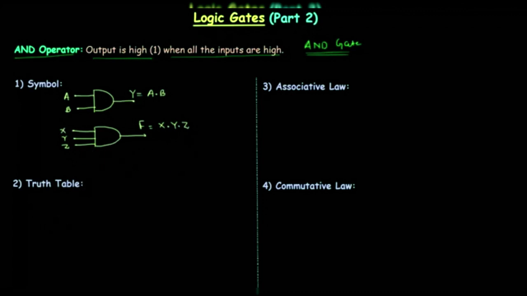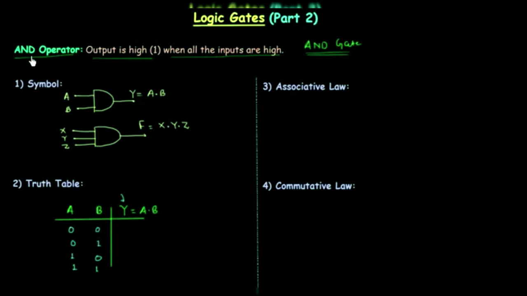Now we will move to the truth table. I will take a 2 input AND gate. So we have A and B, 2 inputs, and the output is Y. As there are 2 inputs, we will have 4 possible combinations: 0 0, 0 1, 1 0, 1 1. These are the 4 combinations, and we have to find out Y depending upon the values of A and B.